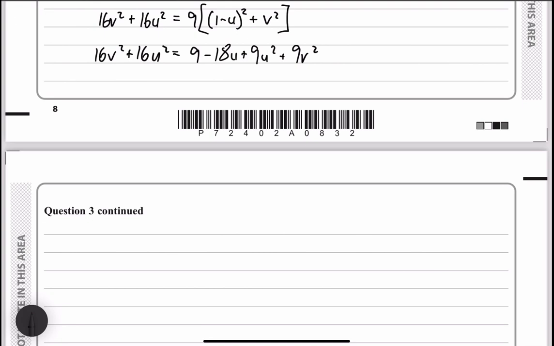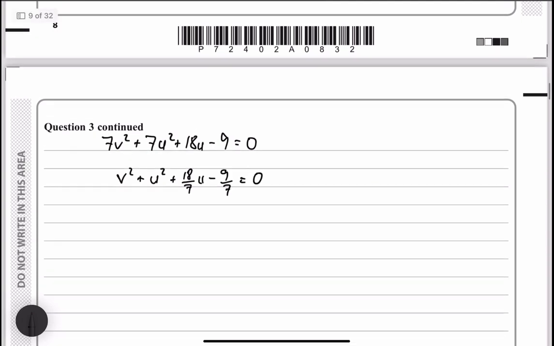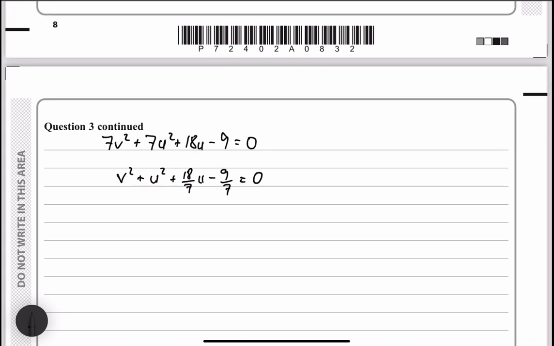So we've got 16v squared minus 9v squared is 7v squared. Same with the u's, 7u squared plus 18u minus 9 equals 0. So if I divide everything by 7 to get these to have a coefficient of 1, then we've got 18 over 7 u minus 9 over 7. Complete the square. v squared is already kind of done.